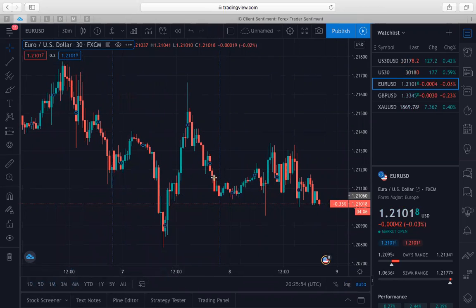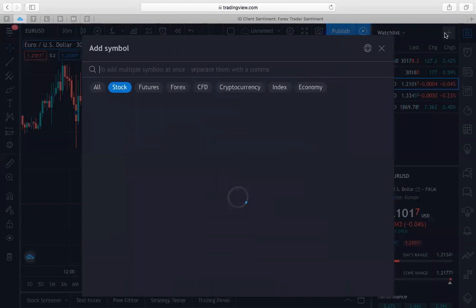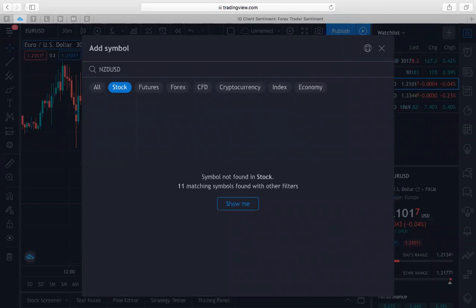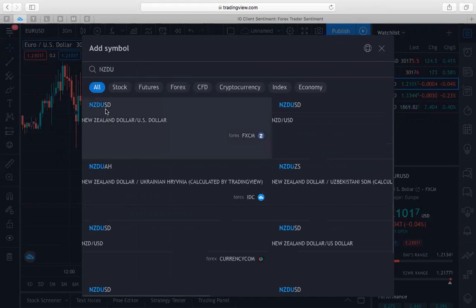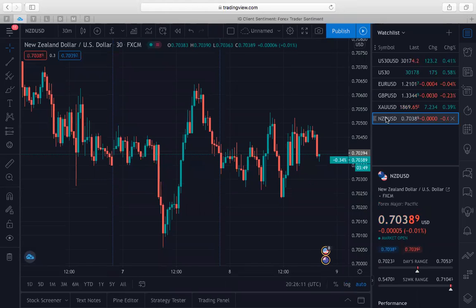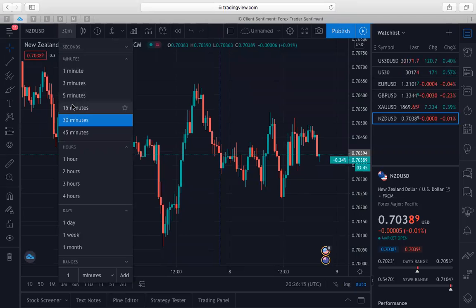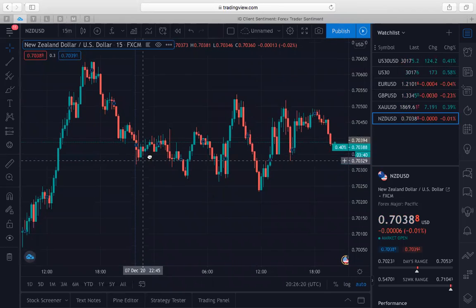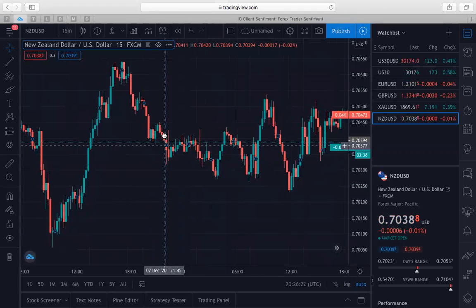So this is the NZD. I'll just add NZD USD. So this was what I traded today. So you can see on the 30-minute, I'll use the 15. So this was the day open, right? This line, that was the day open for me.